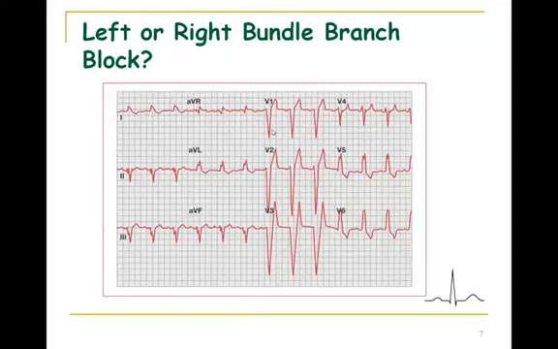If you had actually counted the squares for the duration of the QRS complex in this EKG, it is prolonged, very prolonged. It's bizarre looking. You have a left axis deviation, and you see the bunny ears in V5 and V6. This is a left bundle branch block.